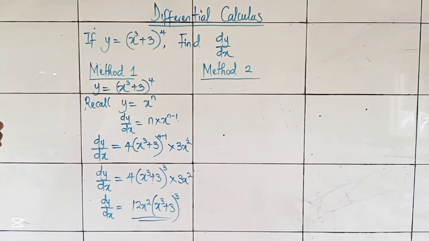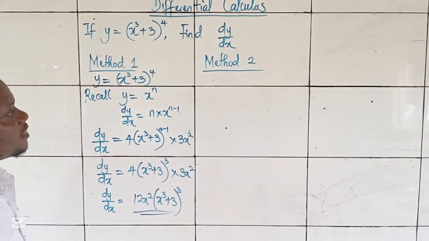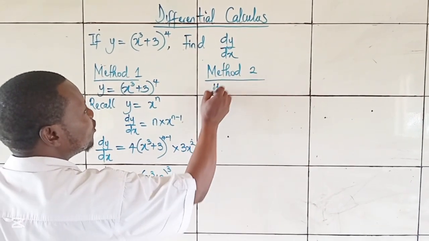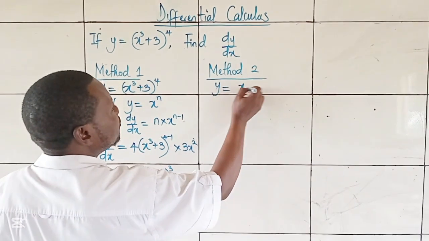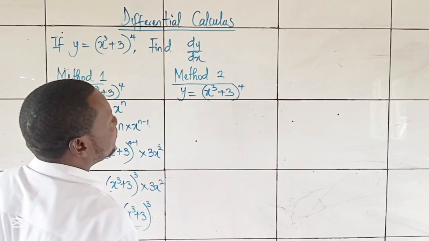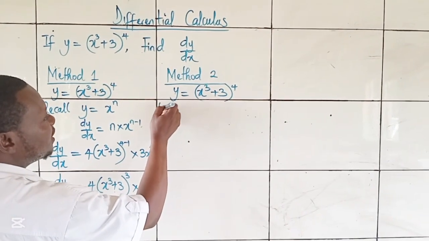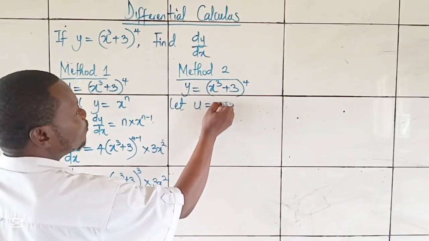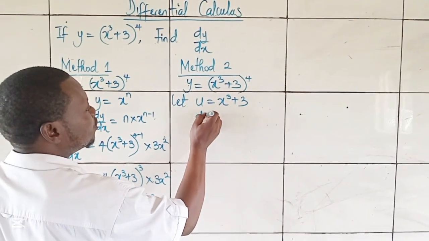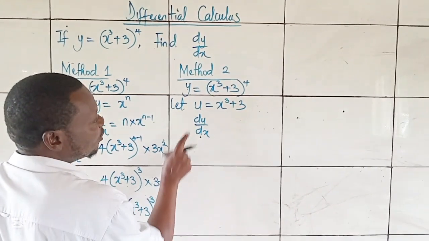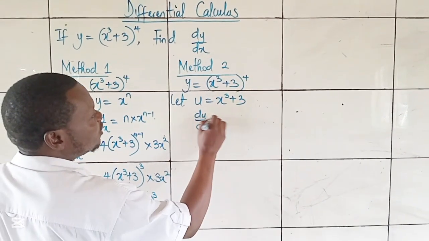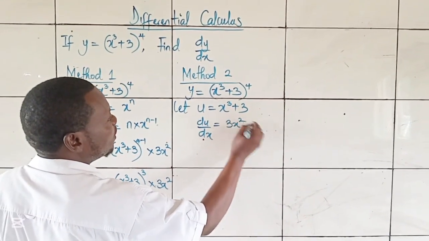Now the second method, let's see whether we are going to get the same thing. For the second method, I'm writing the question again: y equals (x^3 + 3)^4. I'm going to use the substitution method by saying let u equals x^3 + 3. So I'm going to have du/dx, but now this is a function of u and x. So du/dx will give me 3x^2.